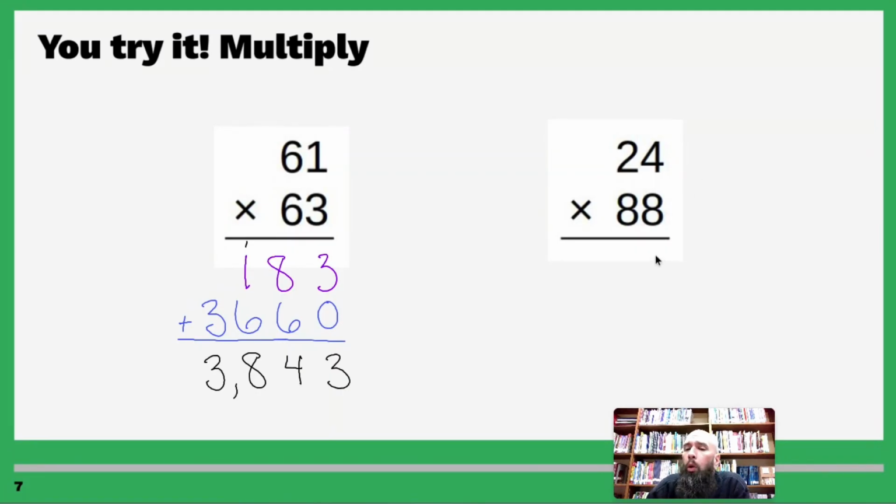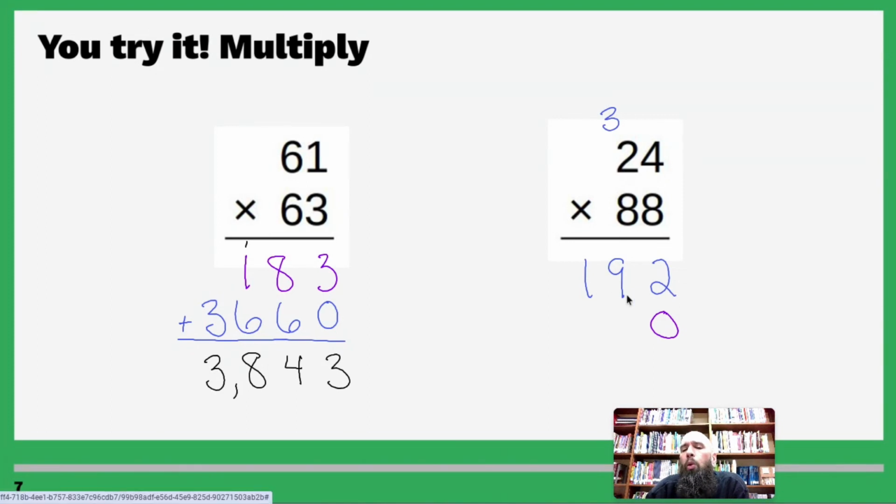8 times 4 is 32. So you write out the 2, you carry the 3. 8 times 2 is 16. 16 plus 3 is 19. Write it out. Move on to the next digit. Don't forget to attach your 0.